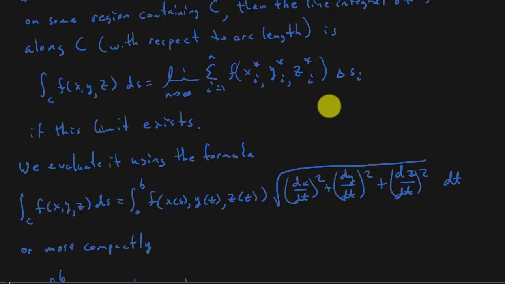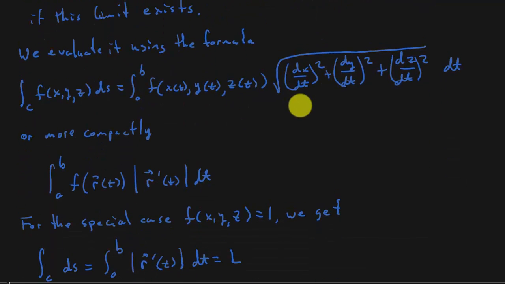Okay, it's written as a limit here. It's the integral over curve C, f of x, y, z, ds, if this limit exists. We evaluate it using the formula, so this looks just like what we just did, with a dz dt squared. Or more compactly, f of r of t times the magnitude of r prime t dt.